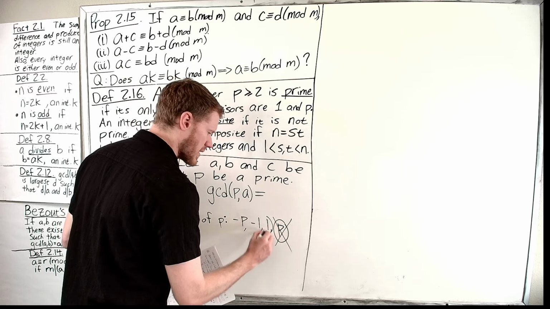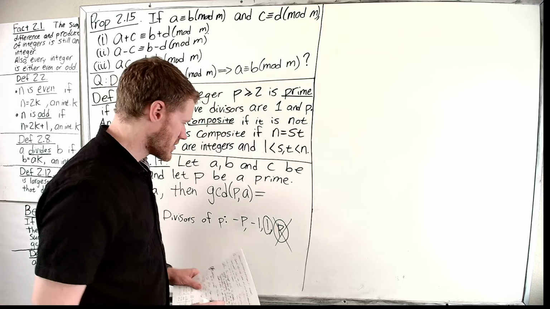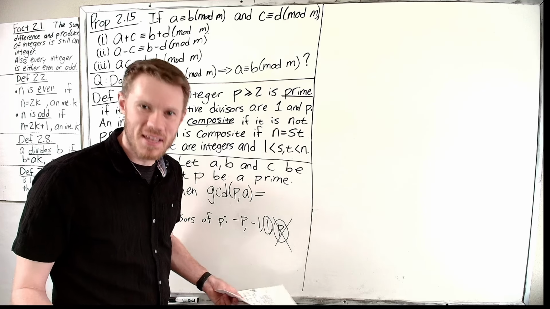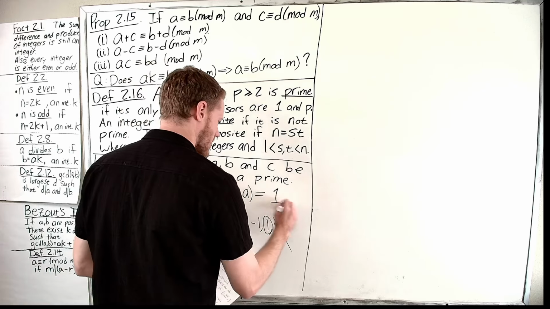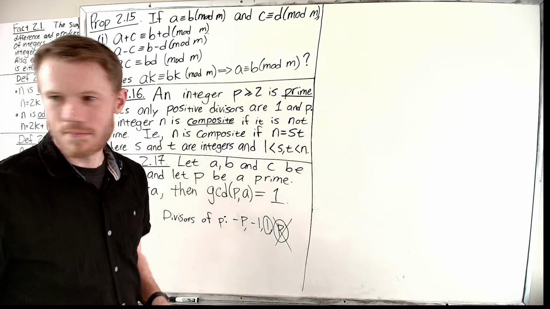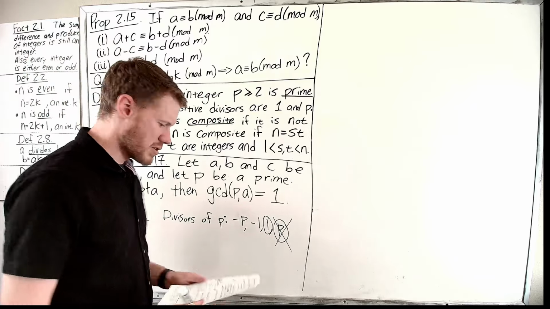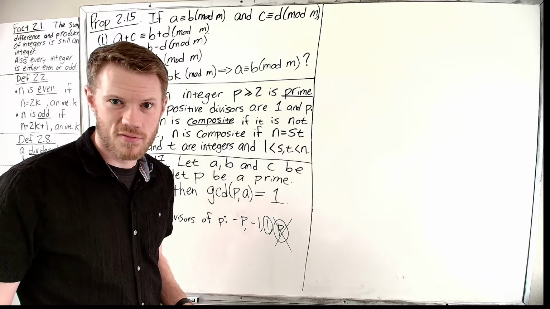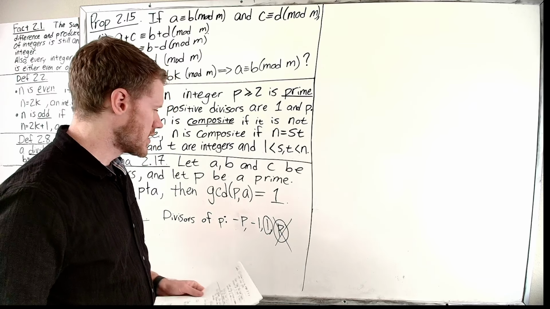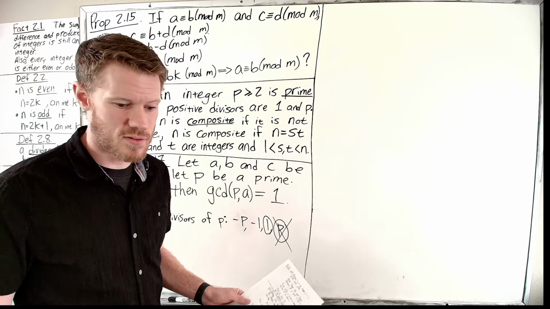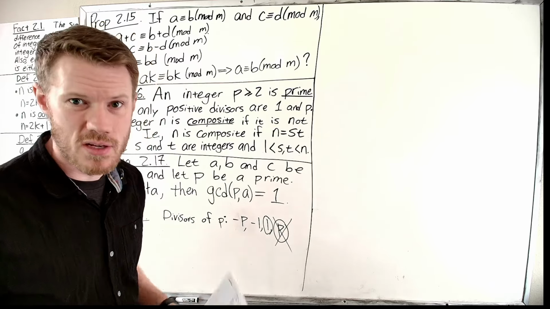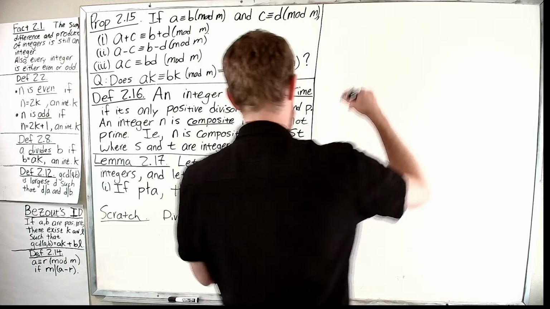What about the next biggest possible answer? 1. Does 1 divide a? Yes, it does. Right. So that's the answer, 1. The GCD of p and a must be 1 because you first look at p's list of divisors and ask what's the biggest one that's a common divisor, meaning it also divides a. The answer has to be 1.